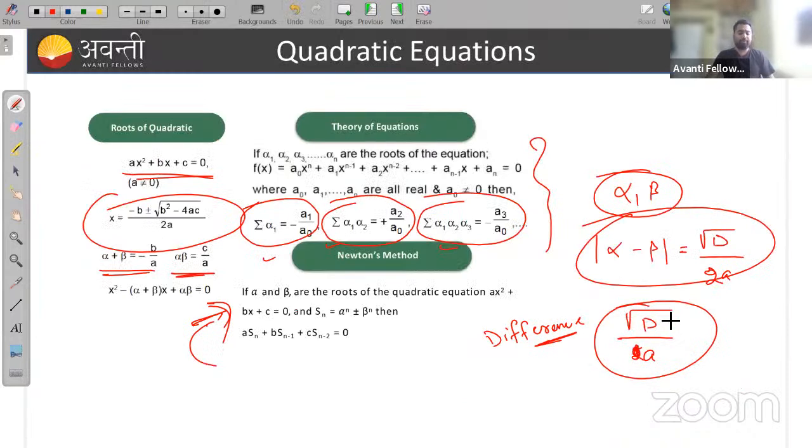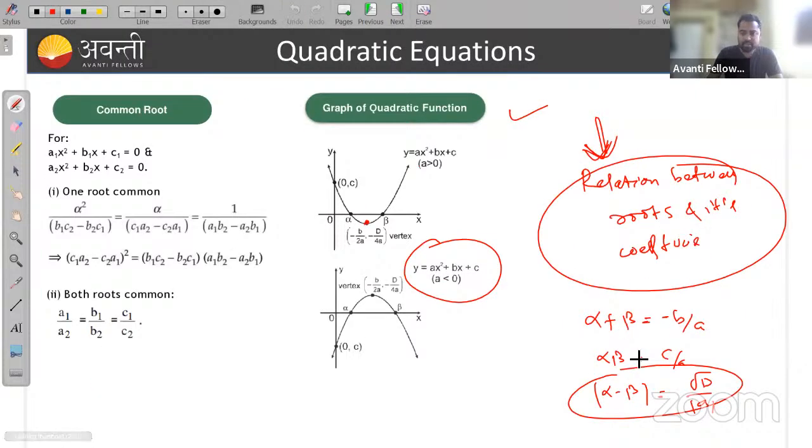That is under root of d upon mod a. Okay, this is my difference of roots. You can see here. You can observe also, if these are my two roots, if we subtract one from the other, you'll get under root of d upon mod a. Okay, so this is all about my relationship between roots and its coefficients.